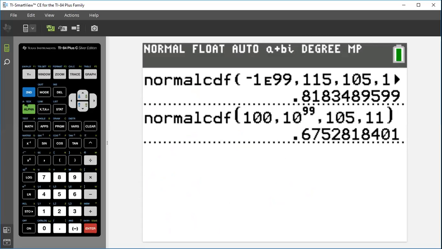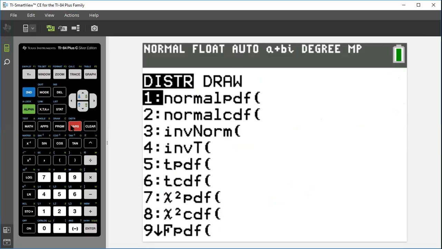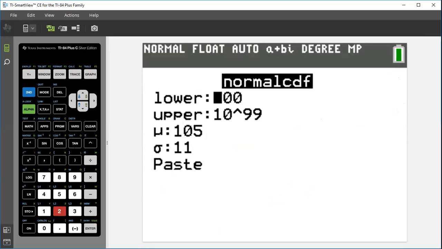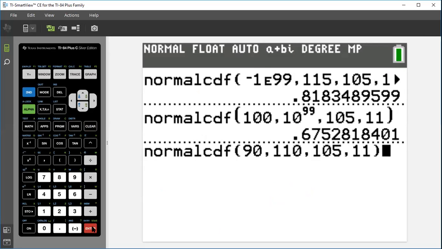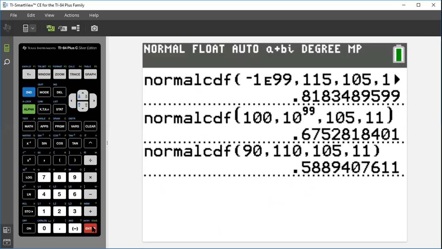So calculator, you're going to go second VARS again. Number 2, normalcdf. Lower bound value was 90. Upper bound value was 110. Everything else remains the same. Enter. 0.5889.